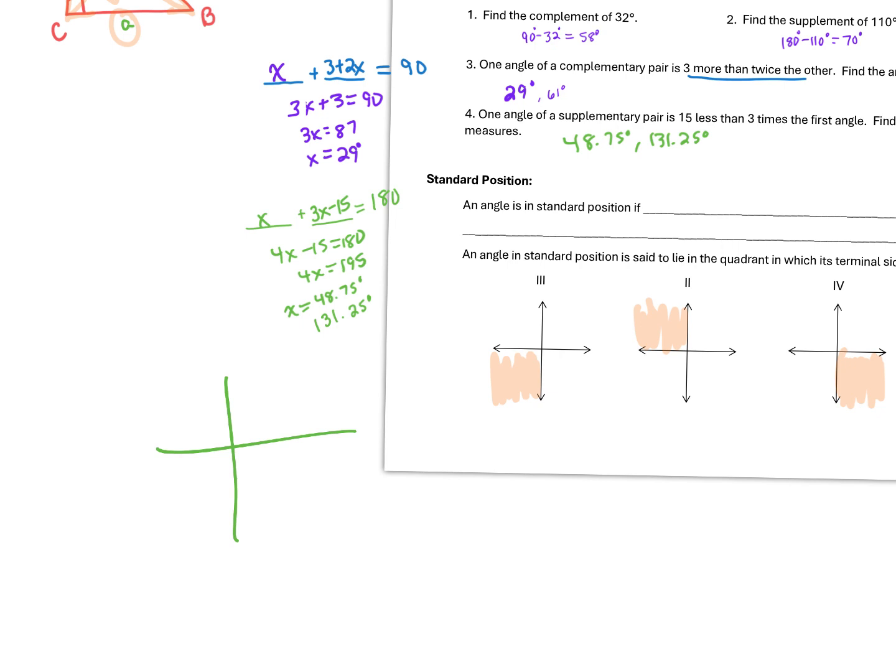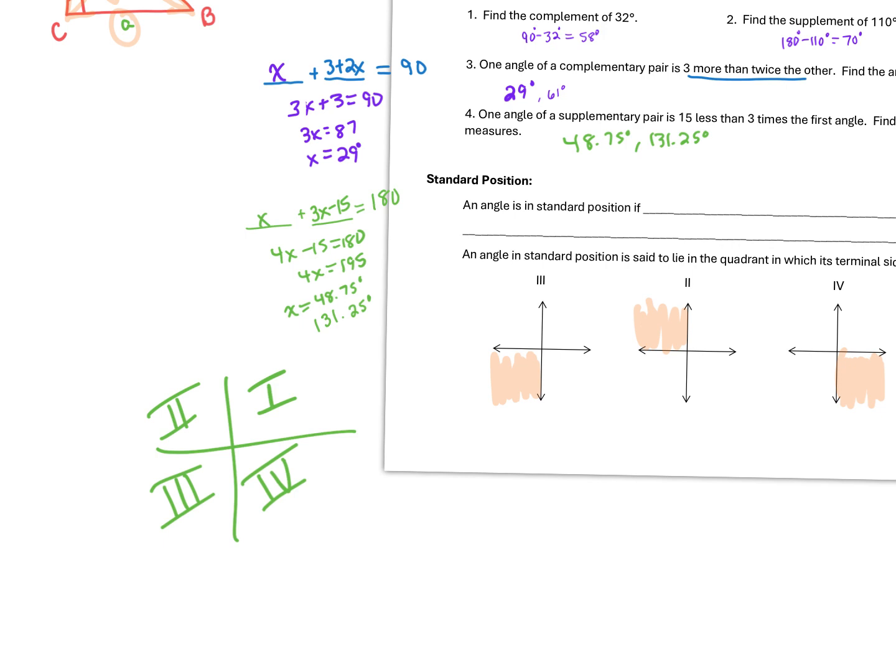1, 2, 3, 4. Okay, think of it kind of as a C. We start top right, so quadrant I. Please make sure you are using Roman numerals. If you're not using Roman numerals when you're labeling a quadrant, I'm probably going to mark it wrong, so just be aware of that, okay? Okay, so there's quadrants I, II, III, IV.